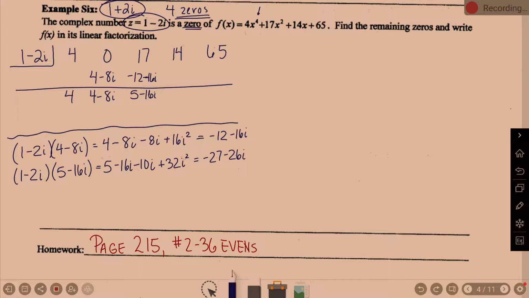Stop me if I do my math wrong. Where am I putting that negative 27 minus 26i? Up under the 14. And now what? How did you cancel out the 32i squared? Because i squared is negative 1. So it becomes 32 times negative 1, which is minus 32. And so I did 5 minus 32, which is negative 27. Okay?